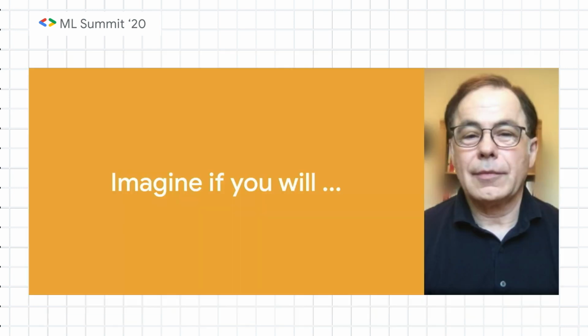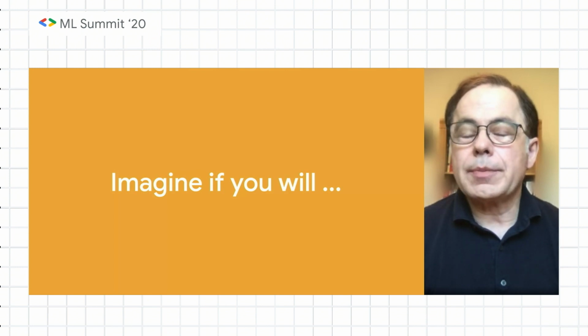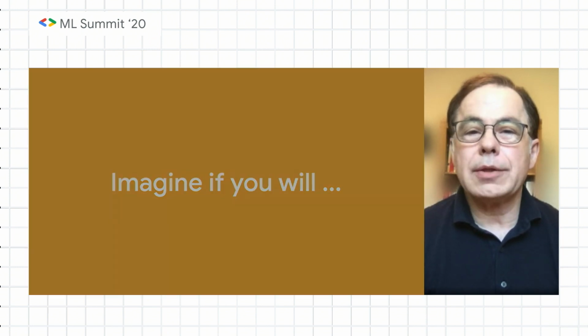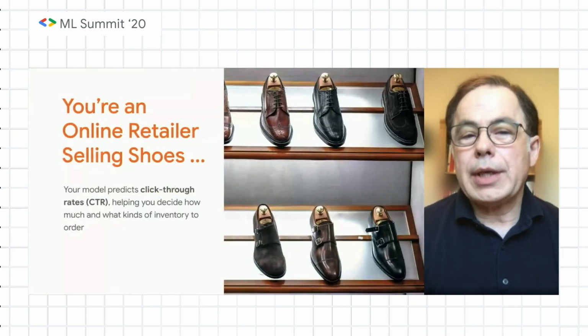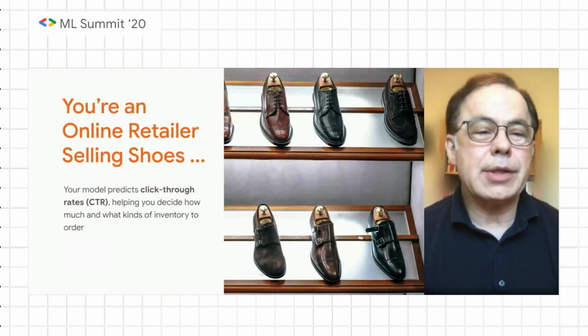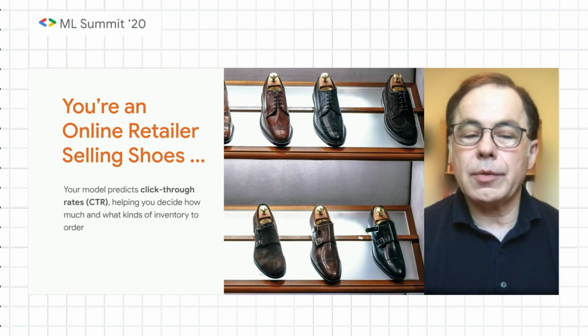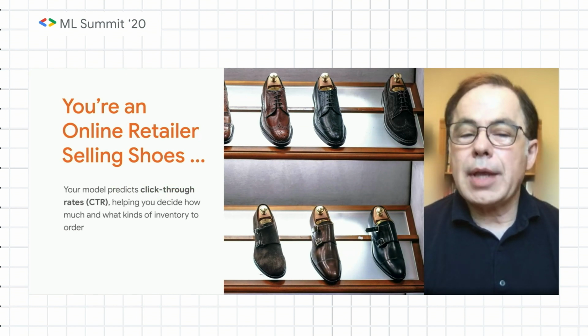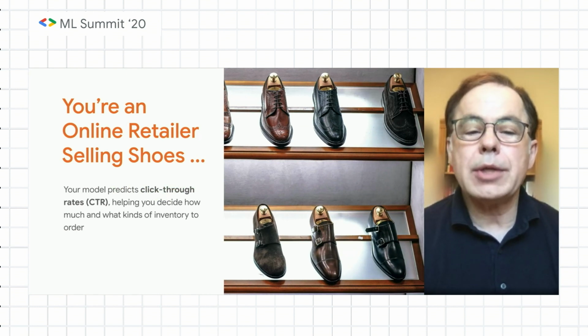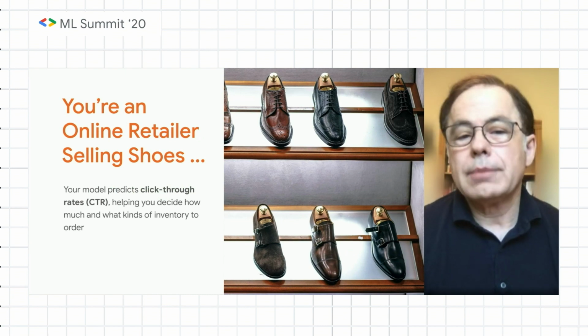Let's get started. We're going to start with a little thought experiment. I want you to imagine that you're an online retailer, and you're selling shoes, and you're using a model to predict your click-through rates. And that's helping you decide how much inventory to order. So that sounds good.